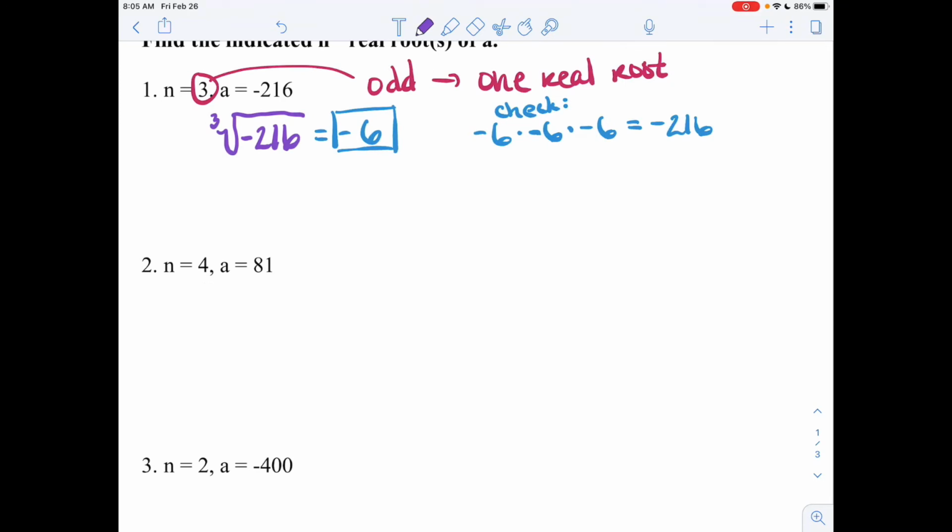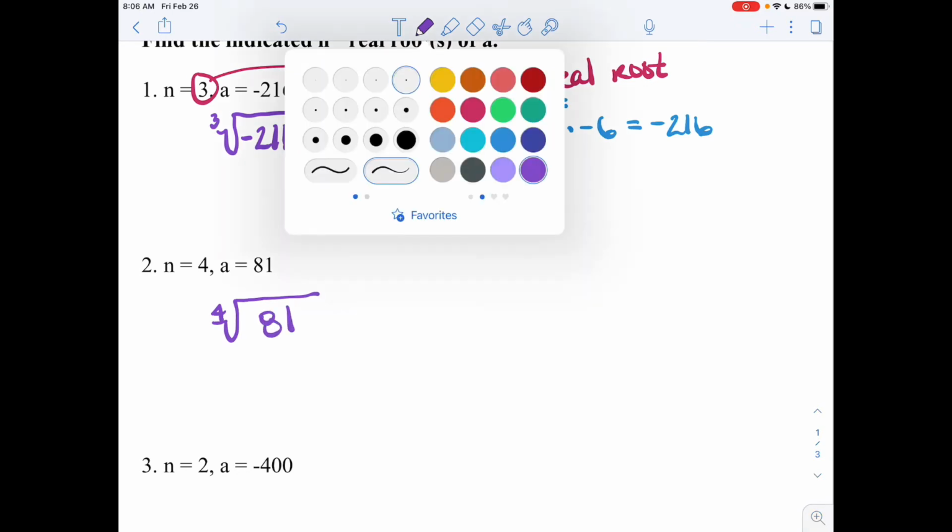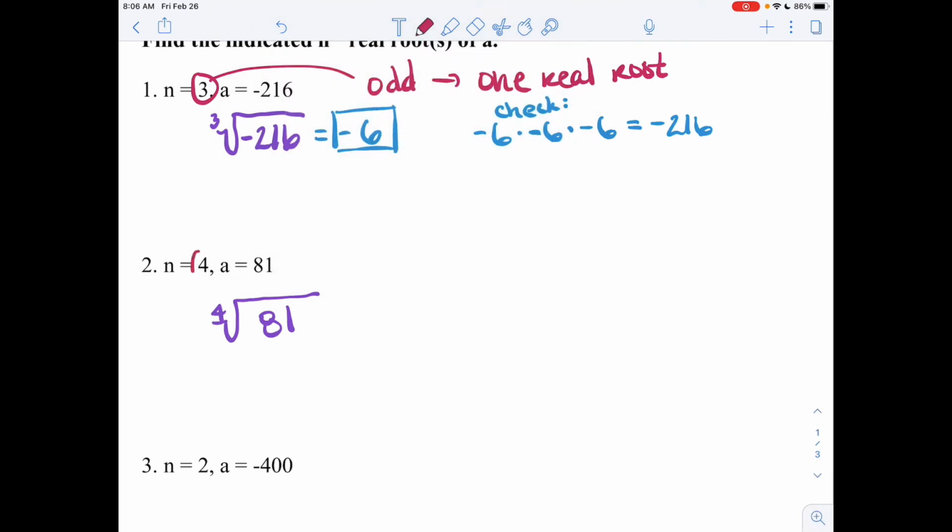We want the fourth root of 81. So again, we'll write this in our radical form with 4 as our n value and 81 as our a value. Now let's go ahead and take note of the types of solutions we're expecting. We have a 4, which is even. And so when we're even, we look at whether the a value is greater than or less than 0, and our a is greater than 0, so that's going to lead us to having two real roots. We're going to have a positive and a negative.